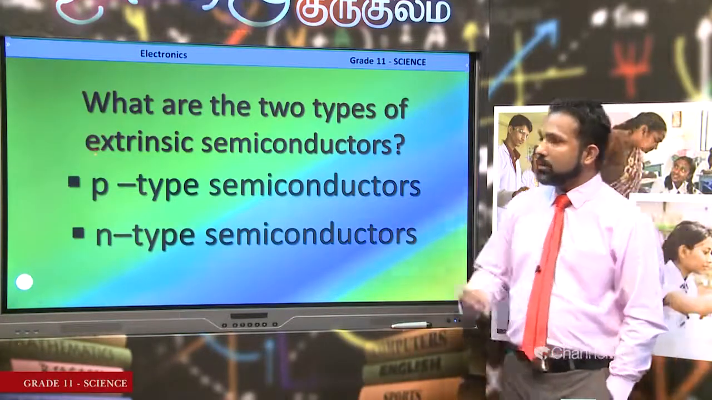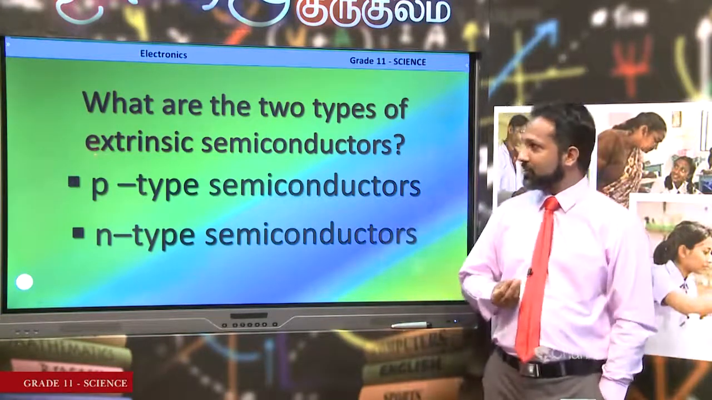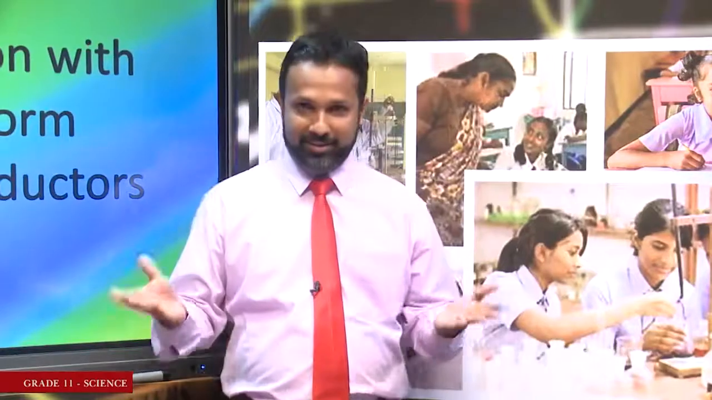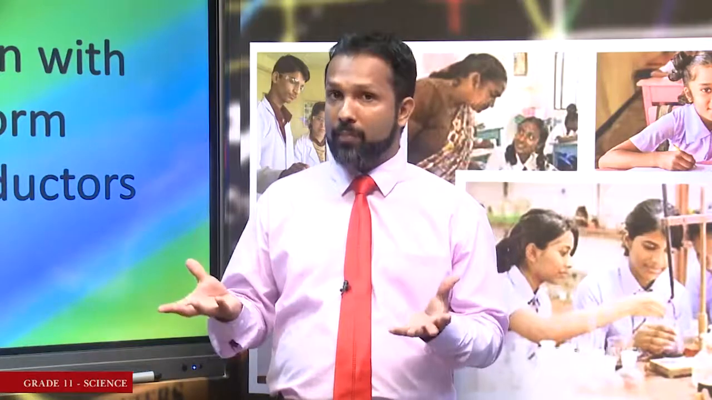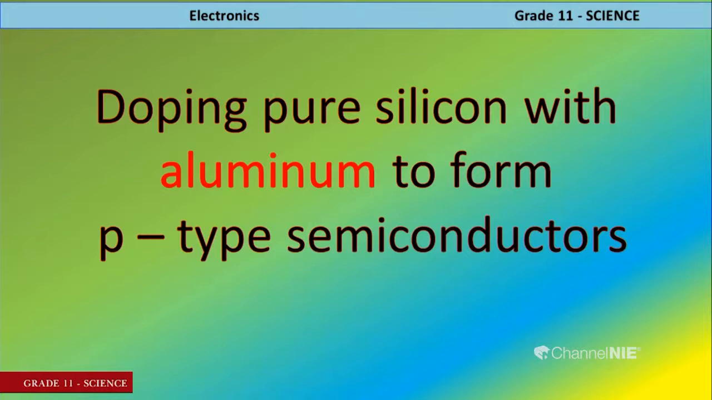Right. Then I told you about extrinsic semiconductors. What are the two types of extrinsic semiconductors? There are two forms: p-type semiconductors and n-type semiconductors. All right. P-type semiconductors can be made by doping group 3 elements. We can dope boron or aluminium. Here, we dope pure silicon with aluminium to form p-type semiconductors.